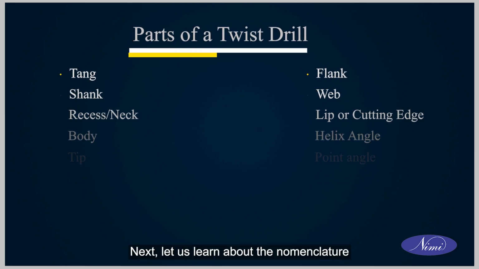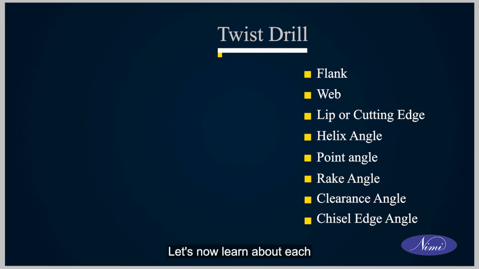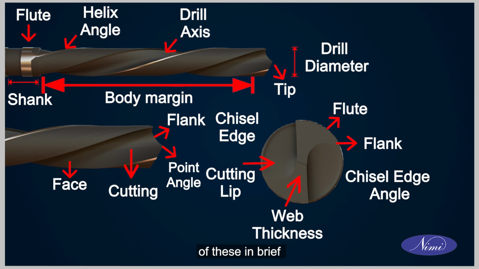Next, let us learn about the nomenclature of a twist drill. The various parts of a drill are tang, shank, recess or neck, body, tip, flute, land or margin, face, flank, web, lip or cutting edge, helix angle, point angle, rake angle, clearance angle, chisel edge angle. Let's now learn about each of these in brief.